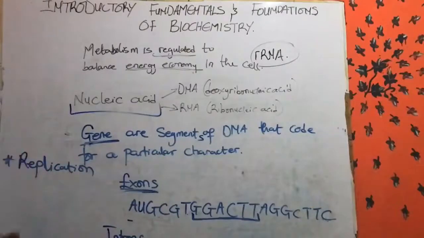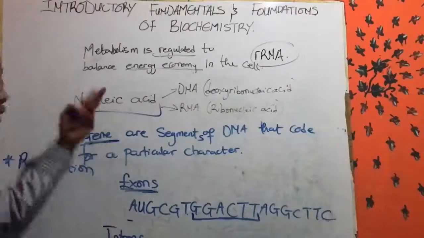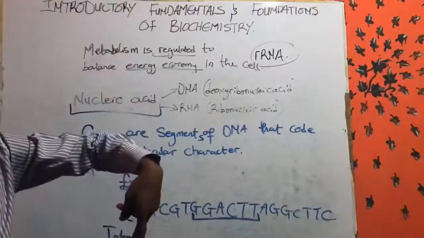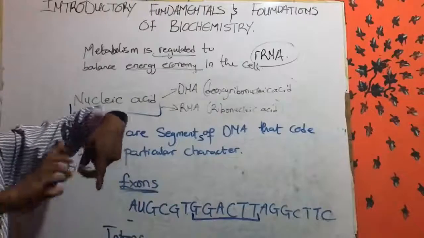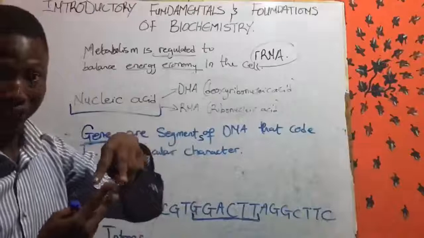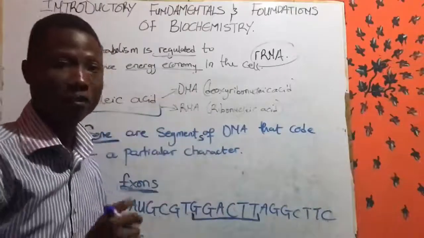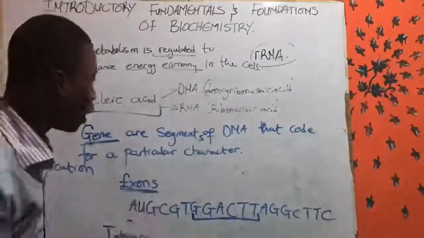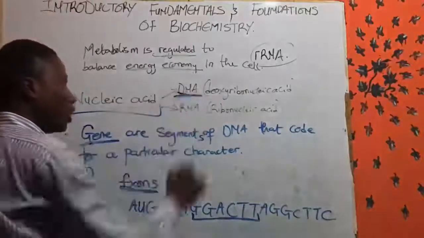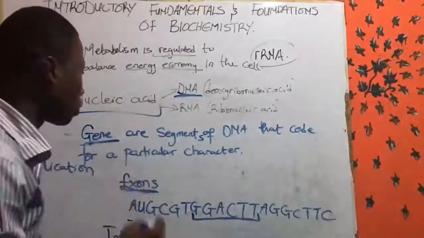Replication. So through replication, the nucleic acids in the nucleus of a cell have a way of reproducing themselves, not just reproducing, but making a perfect, faithful copy of themselves. How? In the cell, the DNA specifically. Let me concentrate on DNA. We'll talk more about this when we are talking about the central dogma of molecular biology.